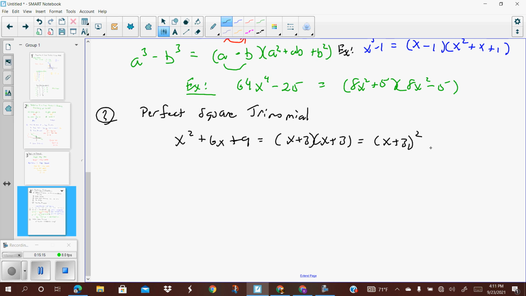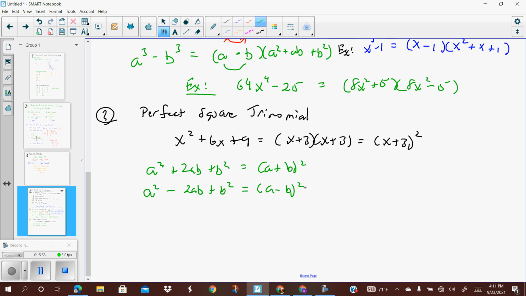So a perfect square needs to be in this form: a squared plus 2ab plus b squared, or a squared minus 2ab plus b squared. If it's in one of these two forms, they will factor into a perfect square. So the first one will factor into a plus b squared. The second one will factor to a minus b squared.